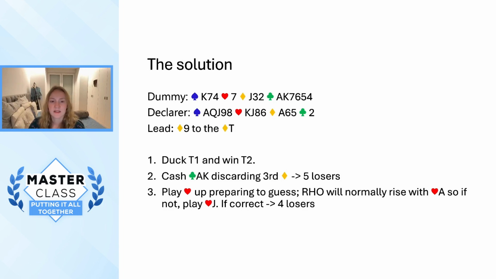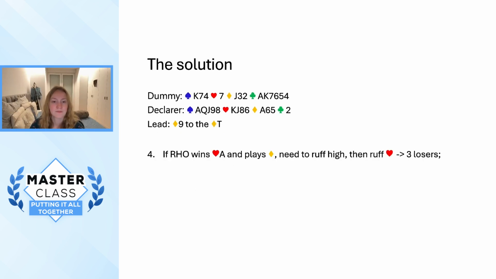The other thing is that they might want to be rising with the ace to potentially play a diamond, because that puts you under a little bit of pressure. So if they don't play the ace, they don't have it, and that means that you can try the jack. If you're right, that reduces your number of losers to 4. But now you have a few options for what to do.